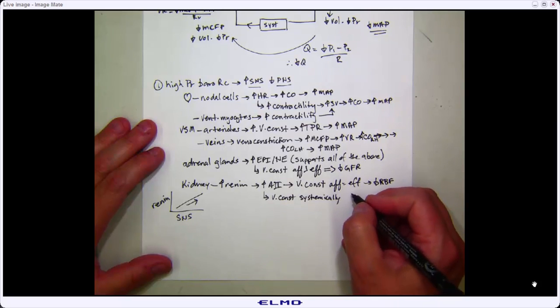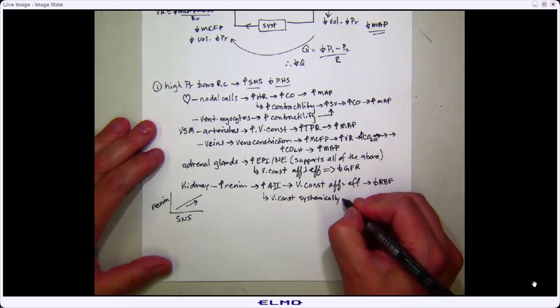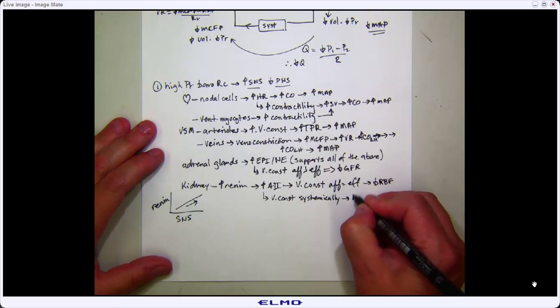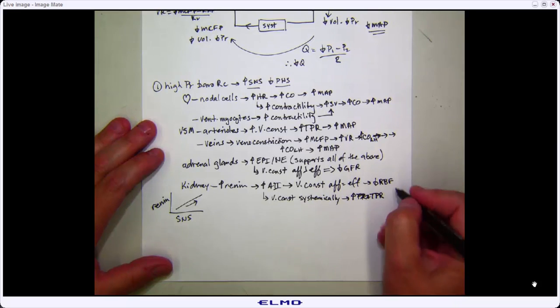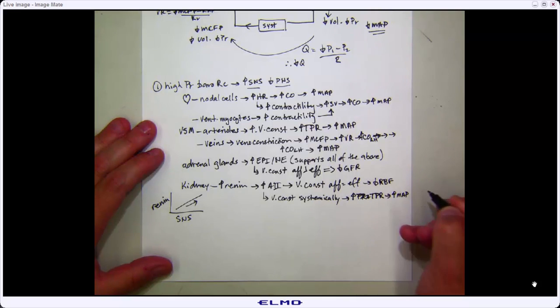Right, it's a systemic vasoconstrictor. So if I start to vasoconstrict systemically, I'm going to increase total peripheral resistance. Total peripheral resistance, right? And this will increase mean arterial pressure.